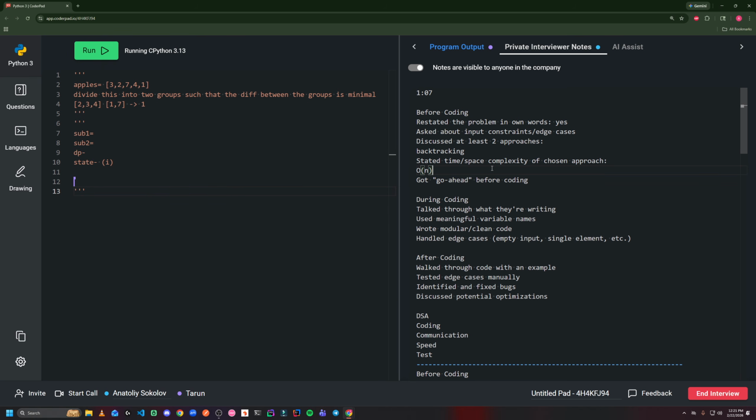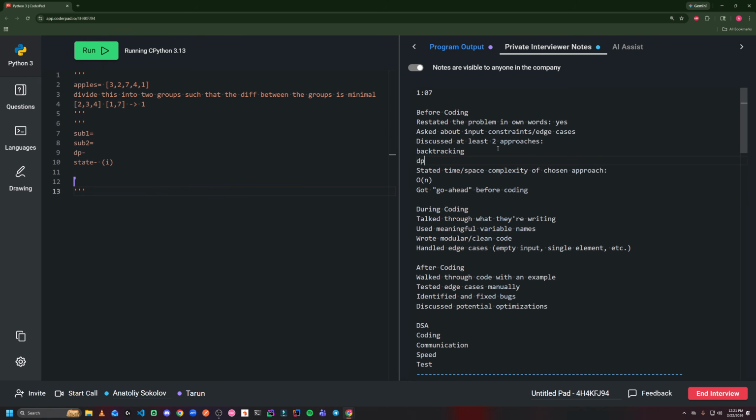Yeah, I'll try with the index as of now, but if anything occurs in the middle, I will just change the state. So can I write the code? Sure. Yeah.